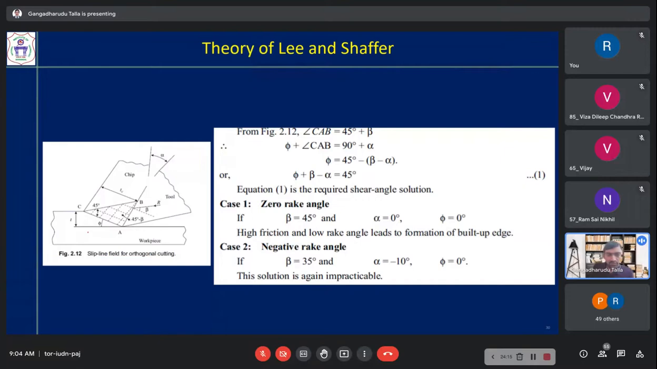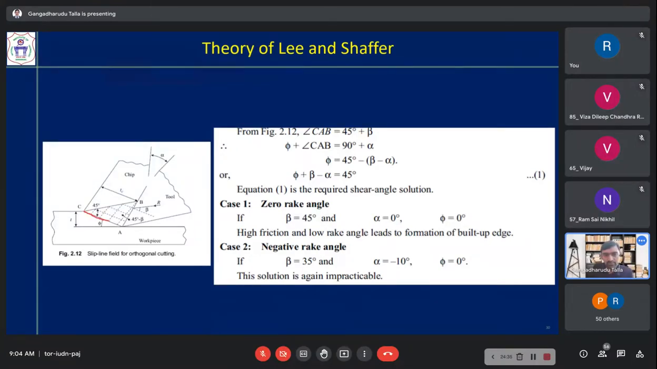So what they have proposed is, they have used the slip line theory. We are not going to discuss that slip line theory concept here. So from the slip line theory, what are the final conclusions? We'll talk about those conclusions only.